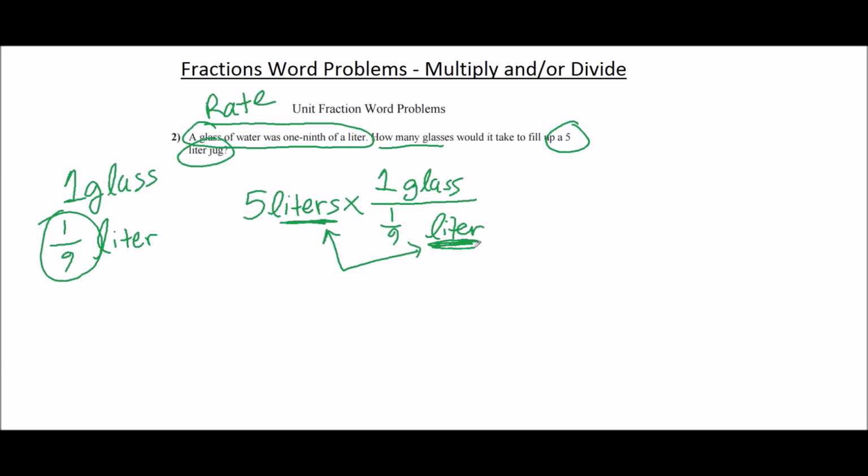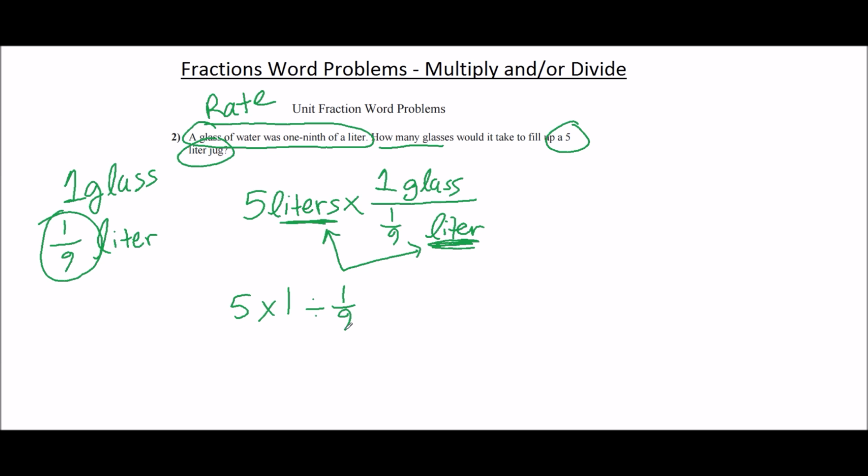So what I do here now, once I have that set up, is I'm going to do the first number, 5, and notice I can drop the words. I don't need liters anymore or glass. I can just do the numbers. 5 times the top number, 1, and then divided by the bottom number, which is a fraction. Okay, and again, some people might just go, oh, I'm just going to do 5 divided by 1/9. That works, that's a shortcut, but this is how I know that's going to work.